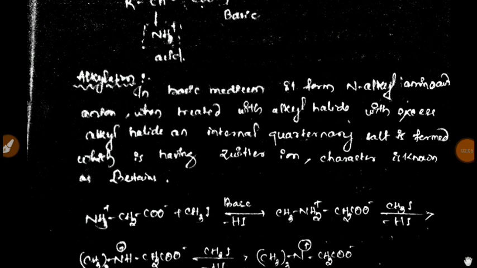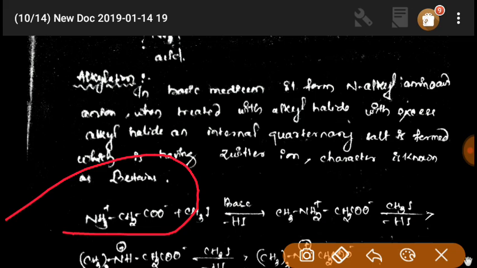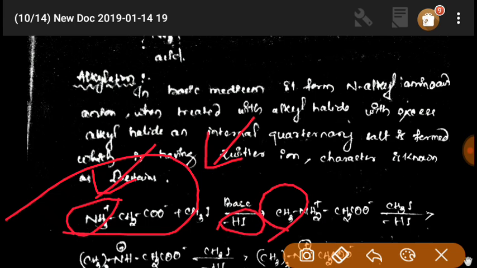Next I come to the alkylation part. The amino acid will react with alkyl halide. With excess alkyl halide, an internal quaternary salt is formed, which has a dipolar ion. The compound is known as betaine. You can see the amino acid part reacting with the alkyl halide part. The H plus comes from NH3 plus and is removed as HI. The compound is like this, where CH3 is added.